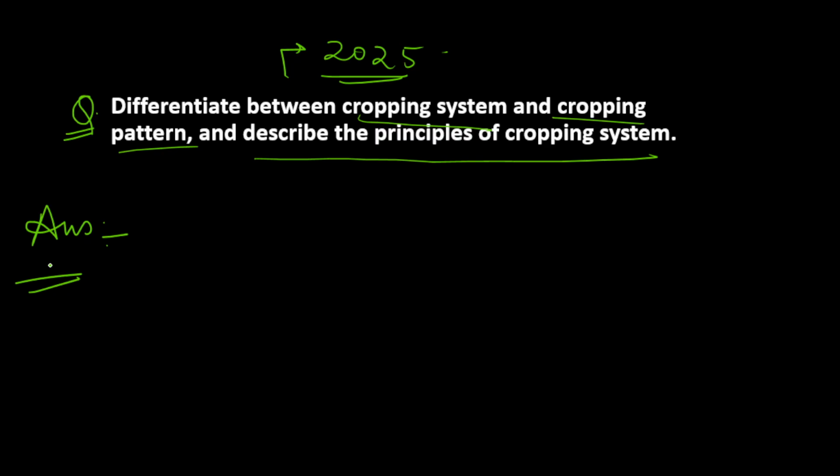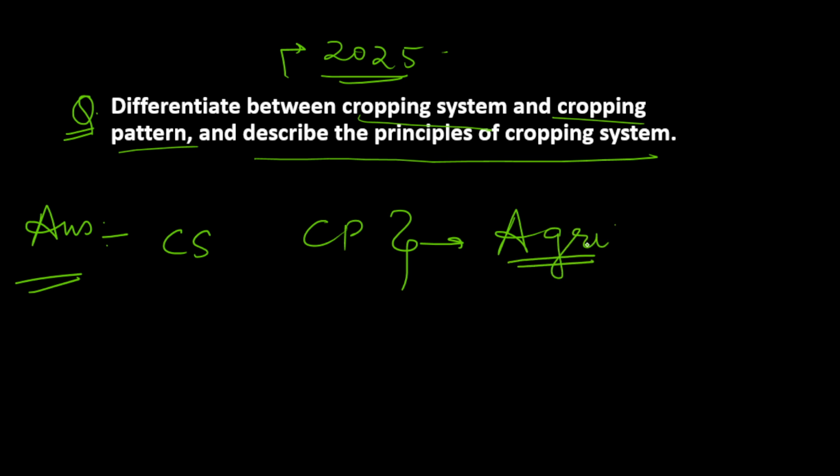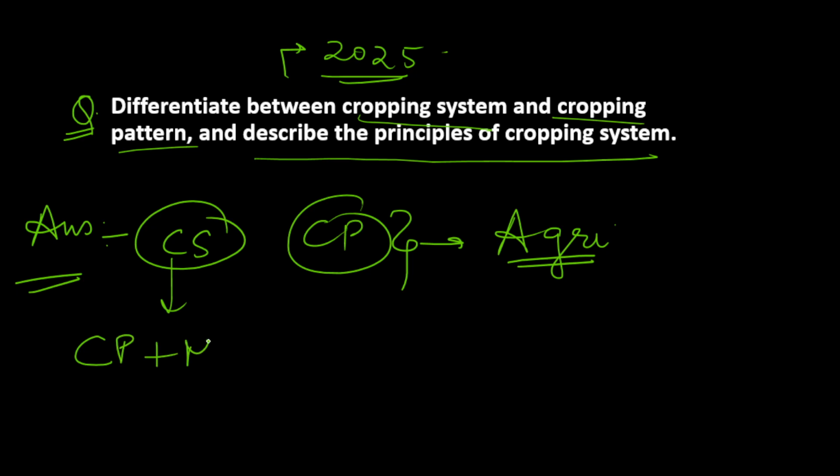In the introduction part, you can simply refer to how cropping system and cropping pattern are very useful and important facets of our agriculture. The knowledge of both is very important for proper agricultural management. You can simply define it in one line also: cropping system is nothing but cropping pattern plus management. And what is cropping pattern? Cropping pattern is the spatial arrangement of the crop.